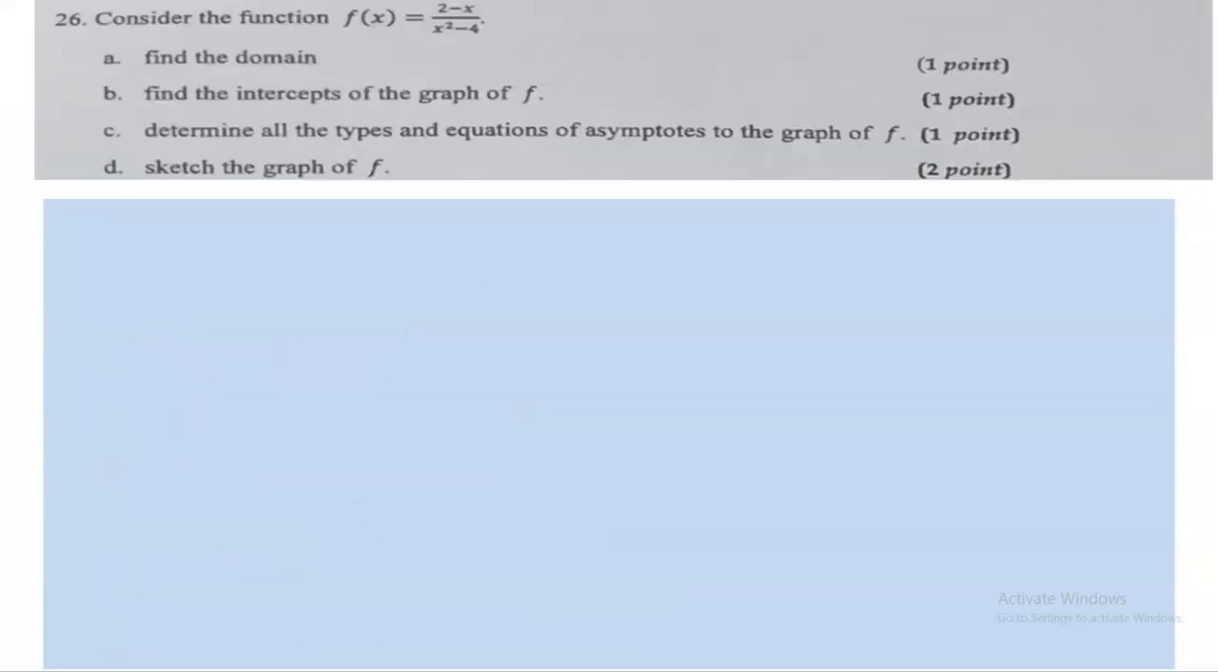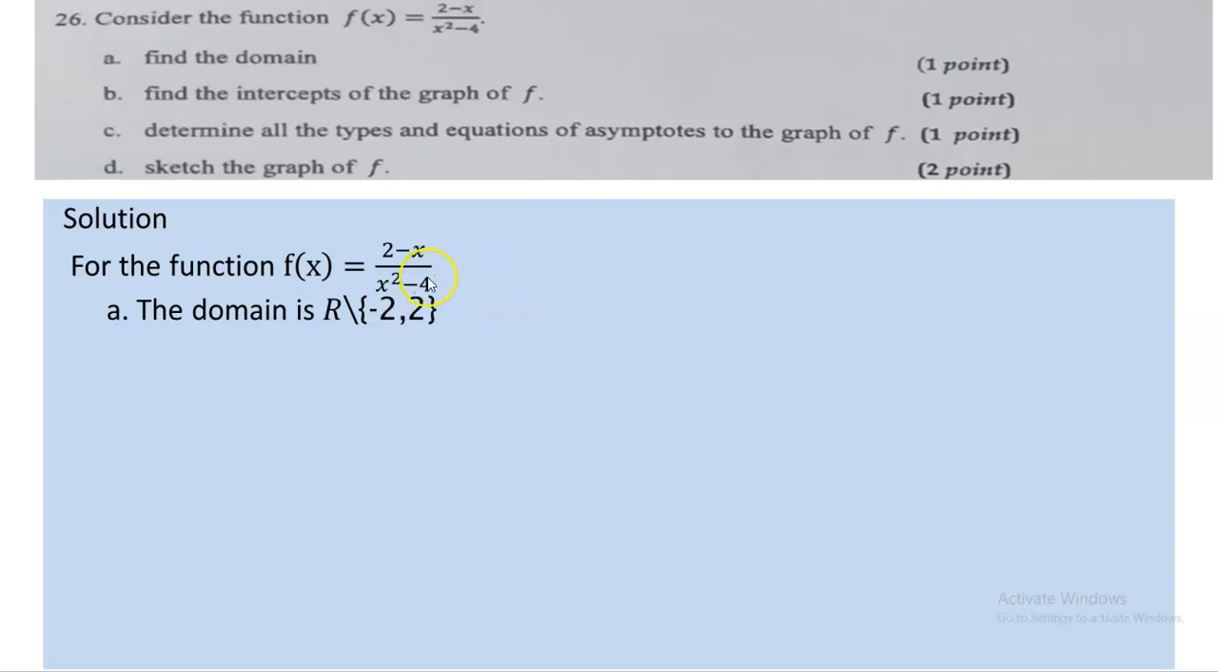Now comes question number 26. It is about graphs of rational functions. You are given a function f of x equals 2 minus x over x squared minus 4. How can we find the domain? Clearly, the domain of the function is the set of all real numbers that make our function defined. So what we need to do is observe the denominator, and try to make our function free from values that can make our denominator 0.